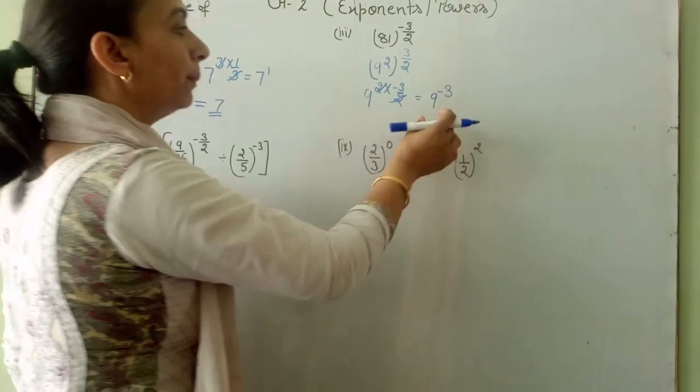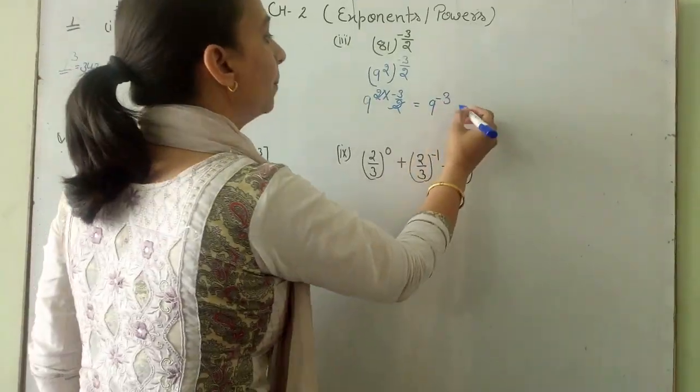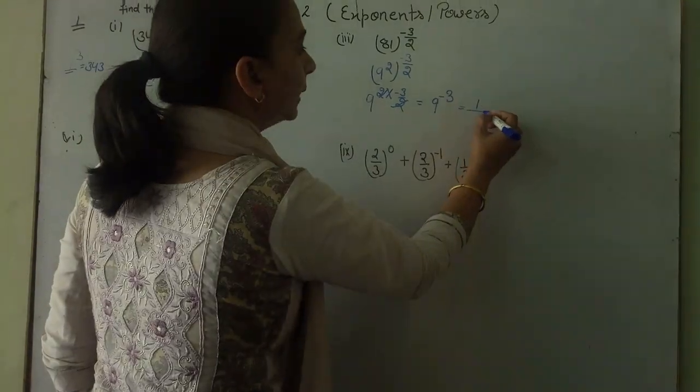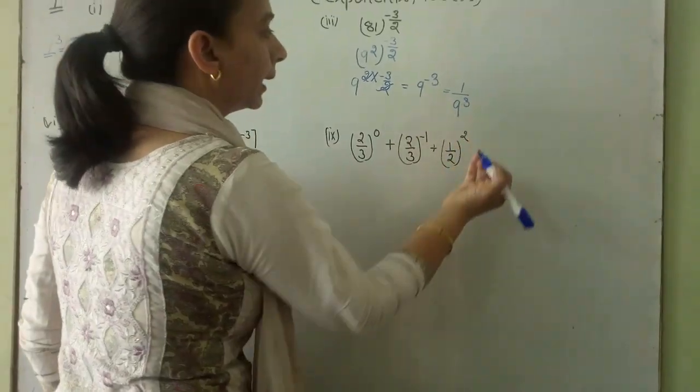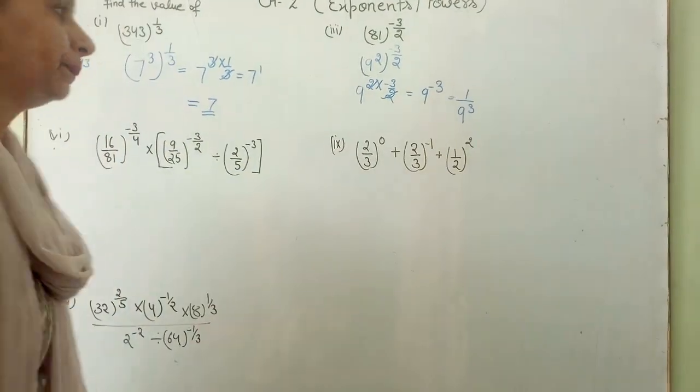And students, when the power is negative, then we take the reciprocal of it, and the power becomes positive, so we can write this as 9 raised to the power 3. Clear? And you see 9 raised to the power 3.